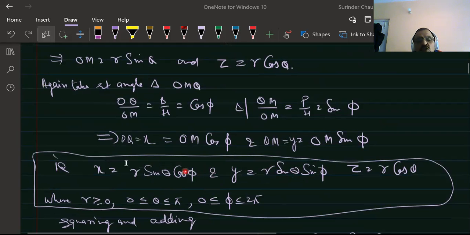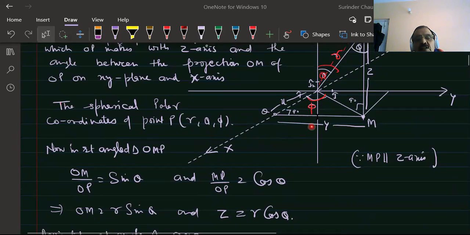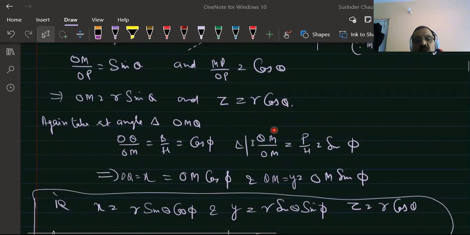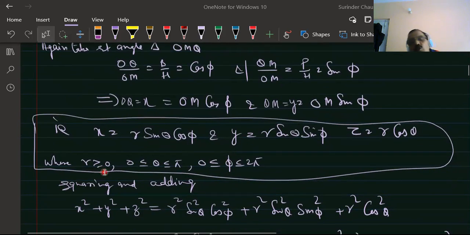So how will r, theta, and phi vary, since these are the spherical coordinates of point P? r is from 0 to infinity, theta is from 0 to pi, and phi is from 0 to 2 pi.